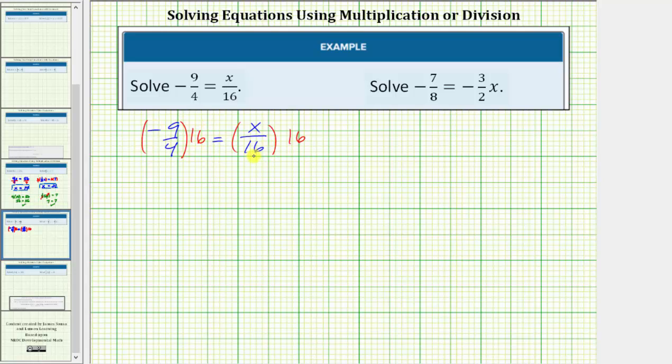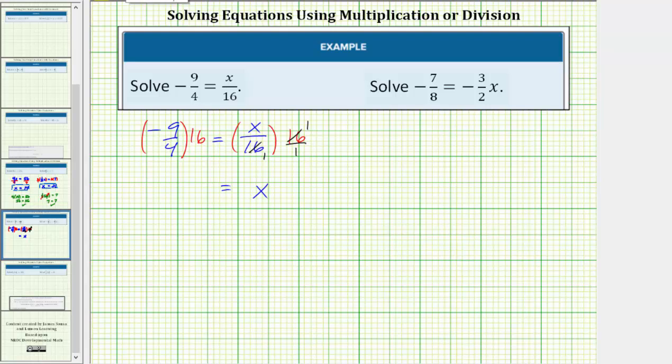Let's begin by simplifying the right side. We can write 16 as 16 over 1. And notice we can simplify before multiplying. The numerator and denominator have a common factor of 16. There's 1, 16, and 16 here as well as here. Notice now the product is just x times 1, which equals x. So the right side simplifies to x, and now let's simplify the left side.